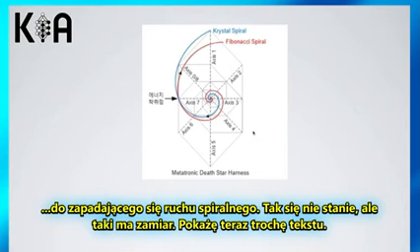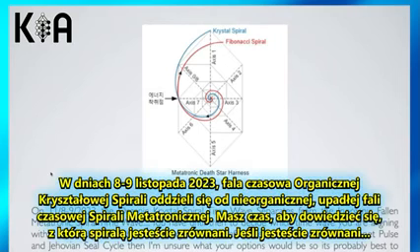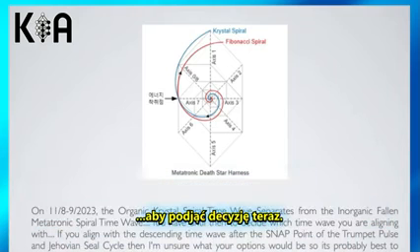Okay, so I'll just put this little bit of text up. On the 8th and 9th of November 2023, the organic crystal spiral time wave separates from the inorganic fallen Metatronic spiral time wave. So you have until then to decide which time wave you are aligning with. If you align with the descending time wave, which is the Fibonacci spiral, after the snap point of the trumpet pulse and Jehovian seal cycle, which is a whole series of nasty energetic pulses that are happening at the moment, then I'm unsure what your options would be, so it's probably best to decide now.